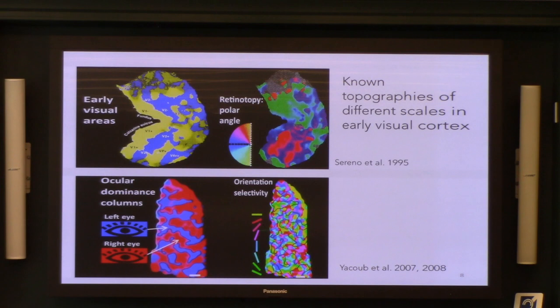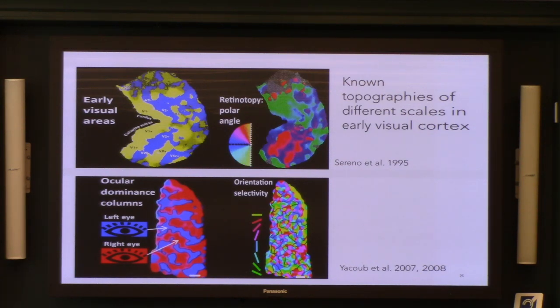And then there's a third topography superimposed or multiplexed with the retinotopy and ocular dominance, and that's orientation selectivity. So this shows orientation selectivity, again, measured with fMRI. Some people have doubts about this, but it is very much like what we see using other methods. And you can see that this has an even finer spatial scale. So this is the key for orientation.